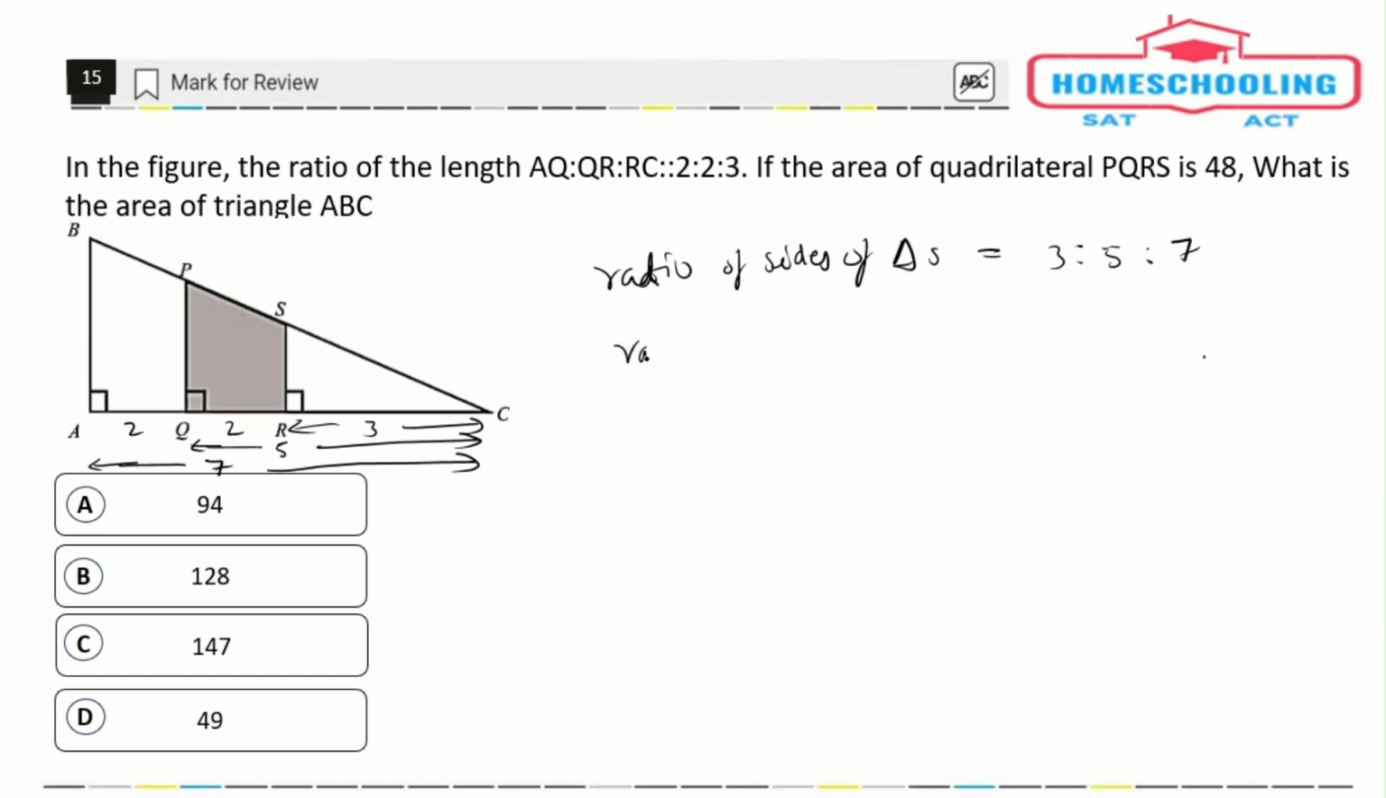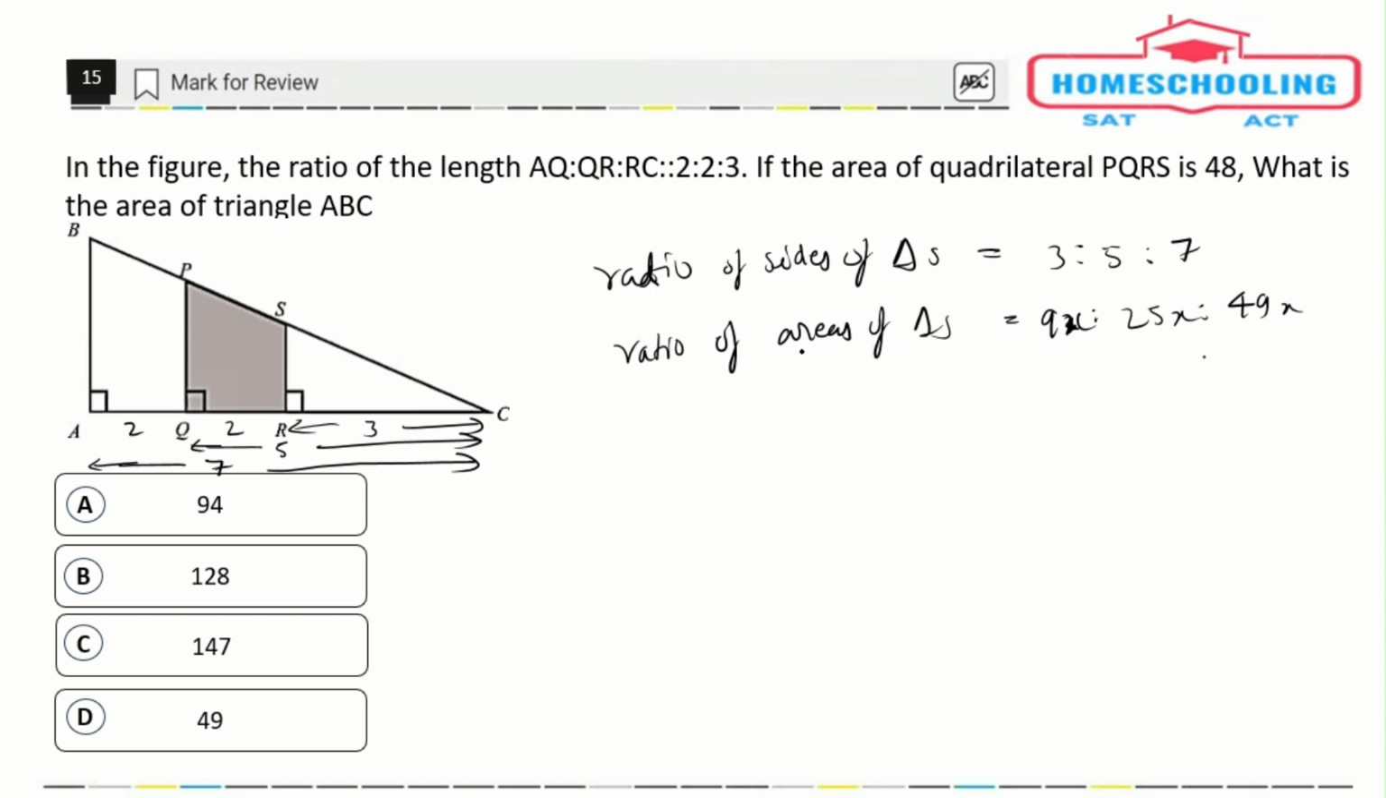So the ratio of their areas would be the square of that. So for this triangle we can write 9x. Similarly for triangle PQC it is 25, and for the largest triangle it is 49, and these are in ratio, so we will put x after all the areas.